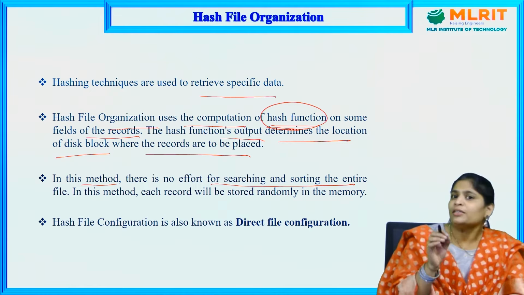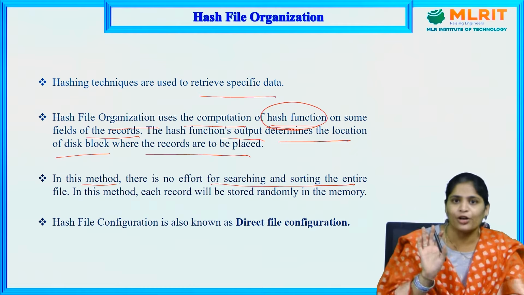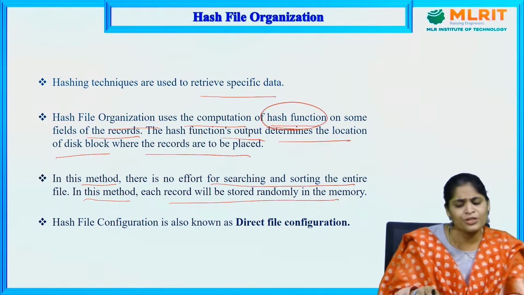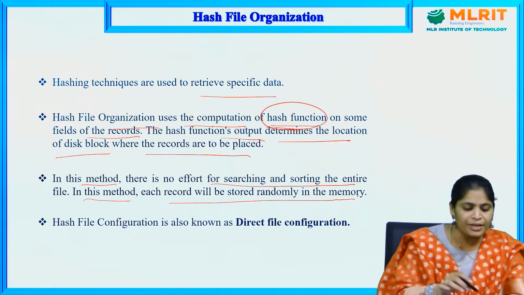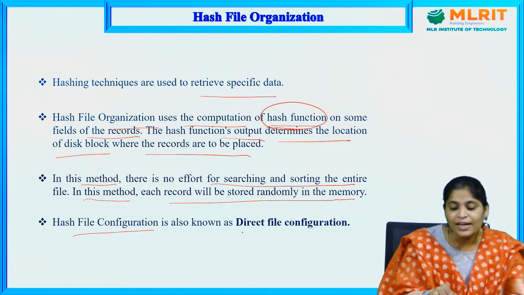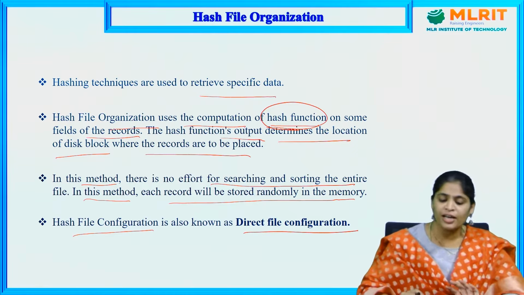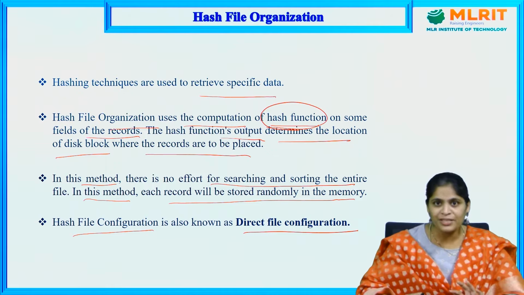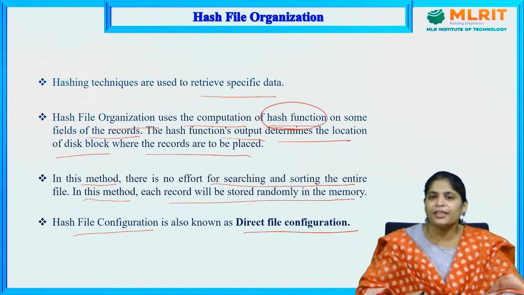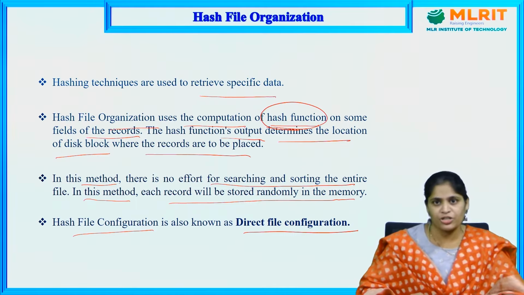Randomly, the hash function will generate one address, and in that address we can keep that record. So in this method, each record will be stored randomly in the memory. Hash file configuration is also known as direct file configuration. So what is the other name of hash file organization? Direct file organization. That means here directly we are generating one address and we are keeping that record into that particular address which was generated by the hash function.